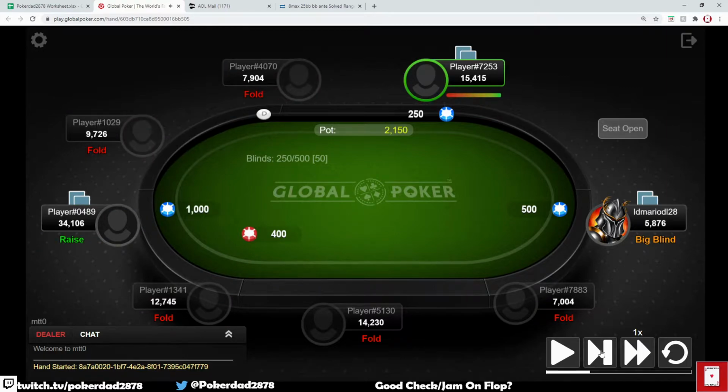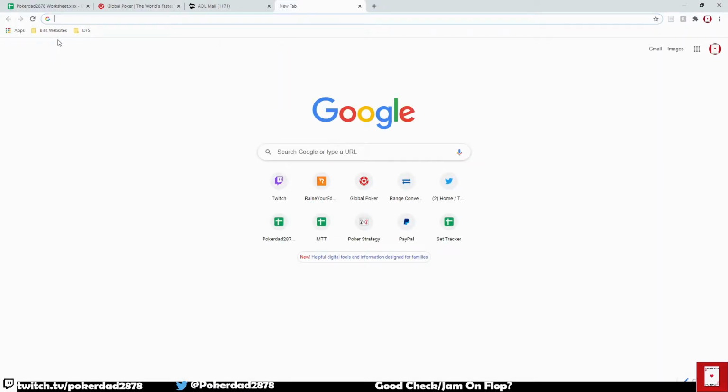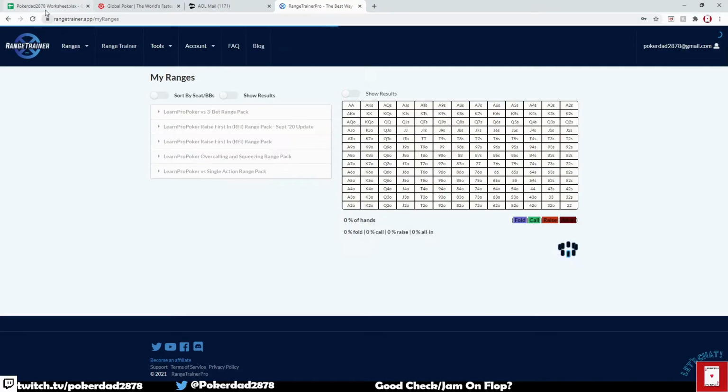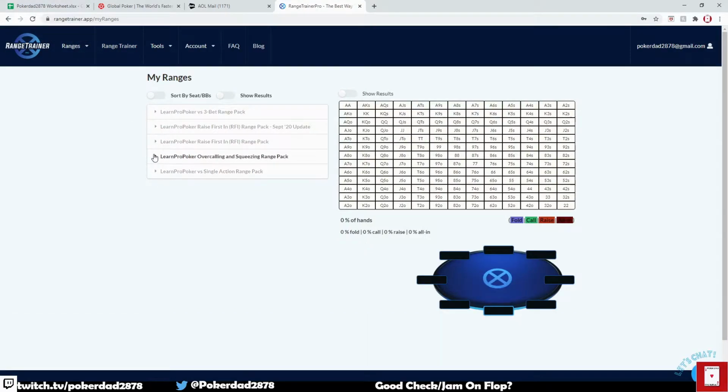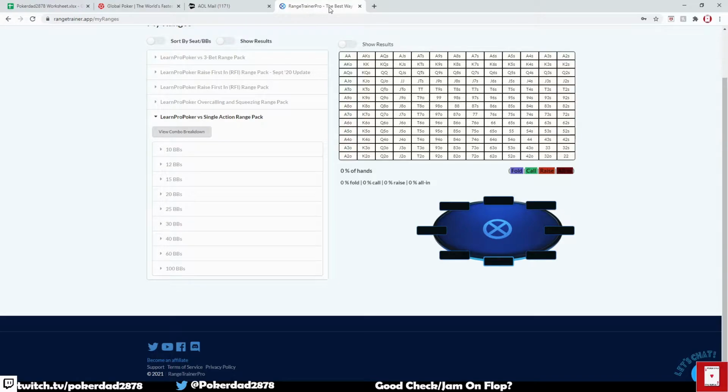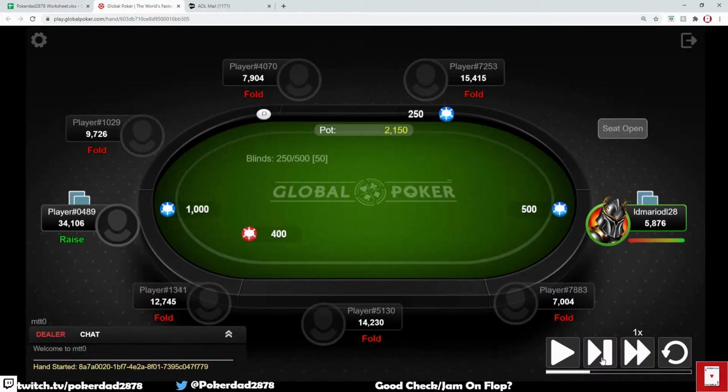Our opponent opens, and with Queen 7 and 10 big blinds, I'm just going to call. Before I do anything, let's just check this pre-flop. Make sure that that is okay, but I'm pretty sure it is. For 10 big blinds, let's see if we even have this. Let's see, single raise action, 10 big blinds. No, we don't have versus all-in, but I know that this is going to be a good call.